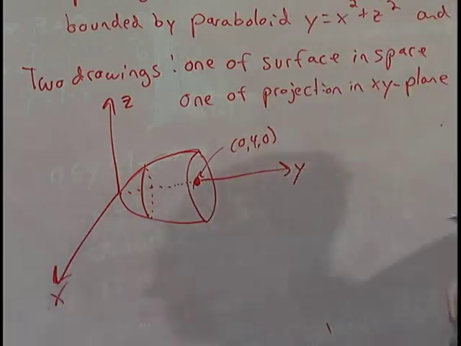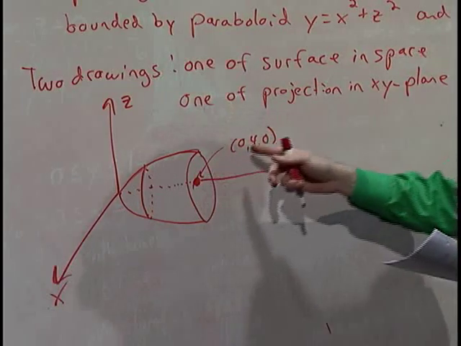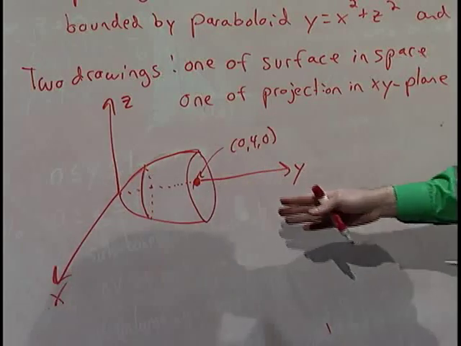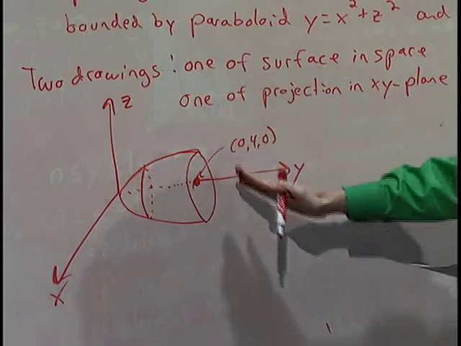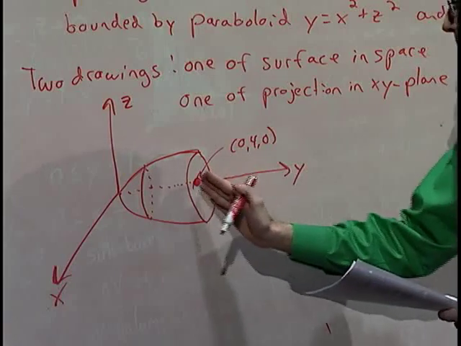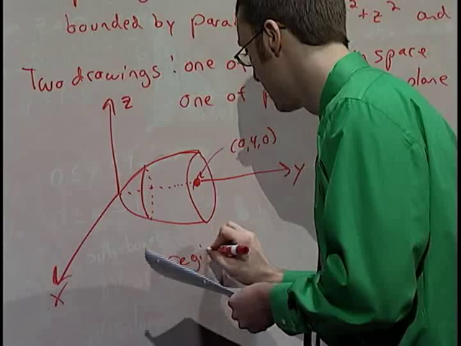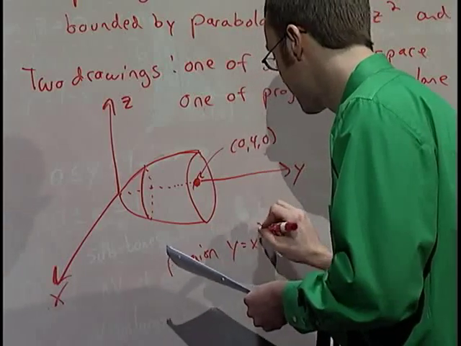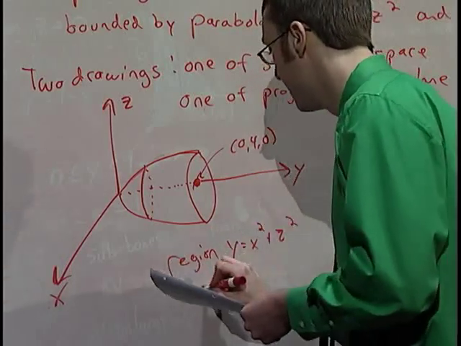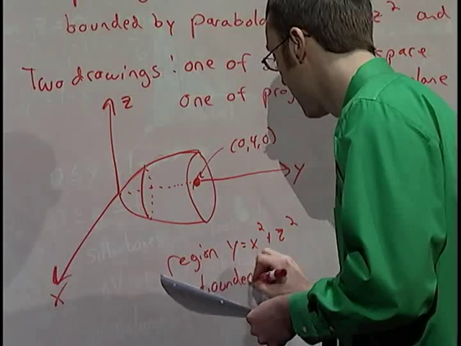This is a circle of, oh no, never mind, that's not a circle. So this is the plane y equals 4. This is where it cuts off the paraboloid. So the plane cuts it through right here. That's where it ends, just this paraboloid here. So this is the region y equals x squared plus z squared bounded by y equals 4.